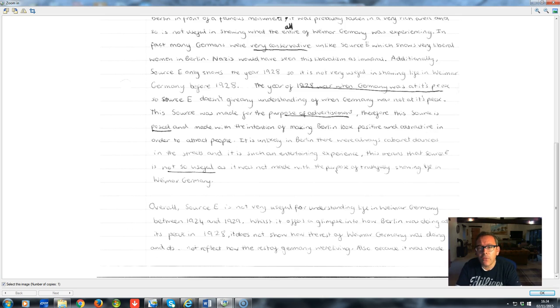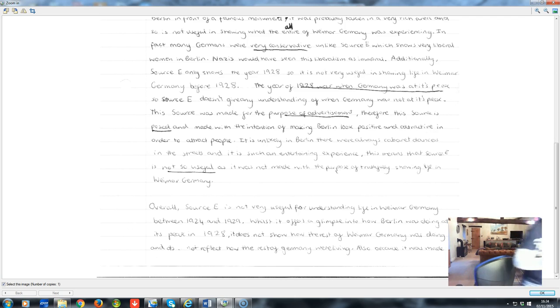Overall, Source E is not very useful for understanding life in Weimar Germany between 1924 and 1929. Whilst it offers a glimpse into how Berlin was doing at its peak in 1928, it doesn't show how the rest of Weimar Germany was doing and does not reflect how the rest of Germany were living. Also, because it was made, this is where I'm going to pick up her answer, sorry everybody, with the purpose of attracting people to Germany, it does not give a very precise or truthful reflection of life in Weimar Germany in 1924 to 1929.